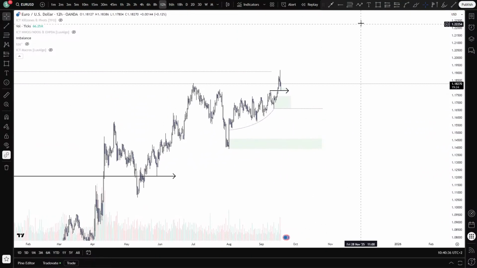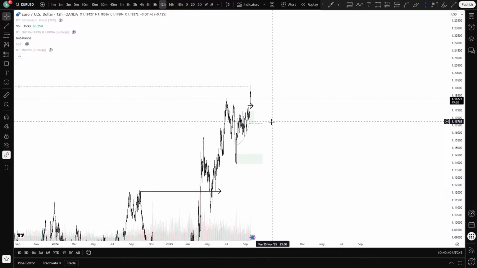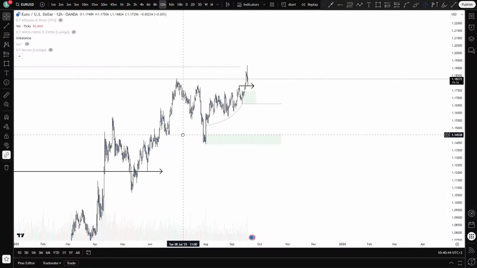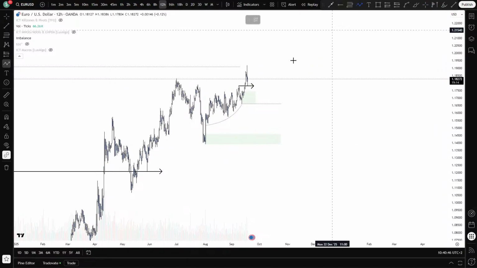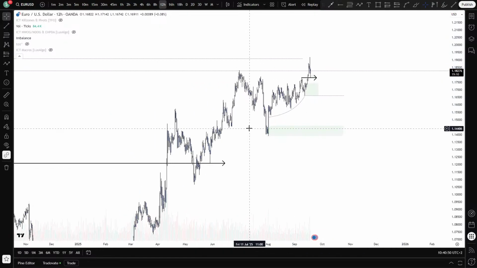So if you're gonna fail to hold there, this is really interesting to take out as a result of this liquidity to the left. Though you have this demand zone, pretty much your origin that brought you towards this high.